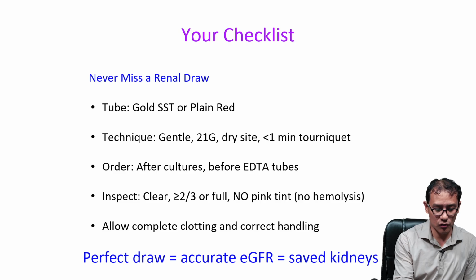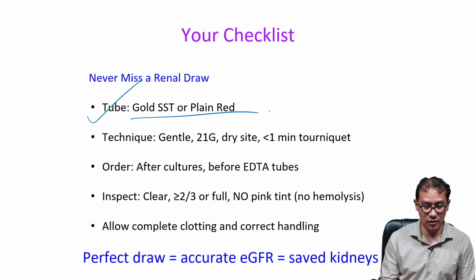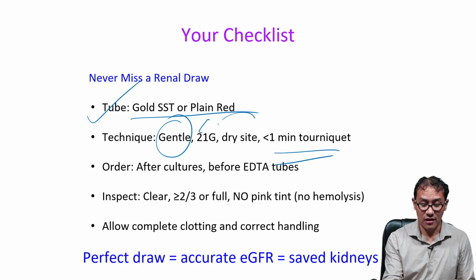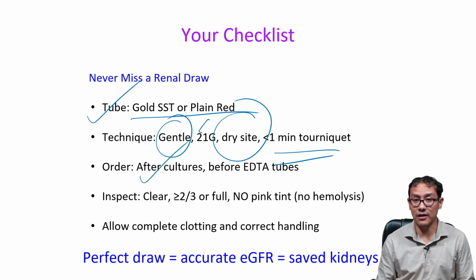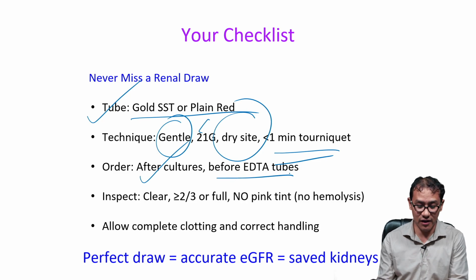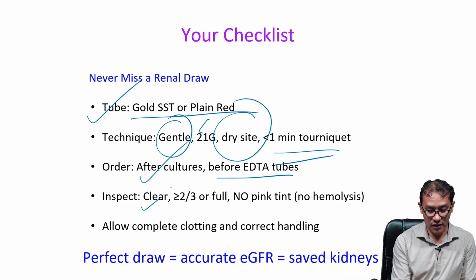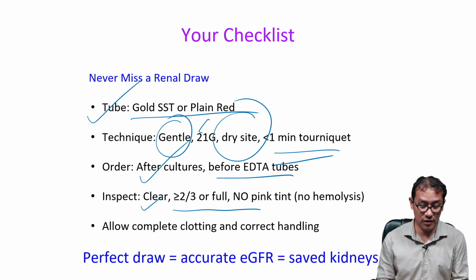So gold or plain red is generally used for renal tests. The tourniquet has to be applied for less than 1 minute, with a 21 gauge or larger needle. Dry the site; the alcohol has to be dried. The blood culture has to be drawn first. Then for the renal panel, after that the EDTA tubes can be used. It has to be clear; you can fill the volume at least up to 2/3 or full.